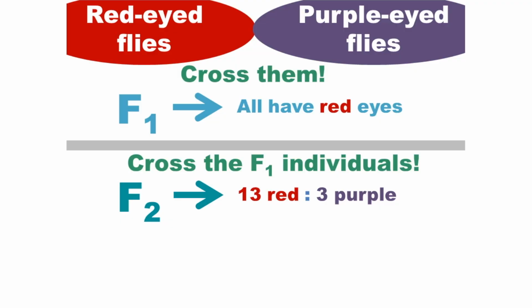So let's take these F1 red-eyed flies and cross them with each other. If it was a single gene with 2 alleles, that generation would all be heterozygous. And if you cross the heterozygous flies and purple is recessive, think about what proportion of the offspring would be purple, homozygous recessive. In this case, we got 13 red to every 3 purple. So there's a slight deviation from what we would have expected if a single gene with 2 alleles was coding for this.